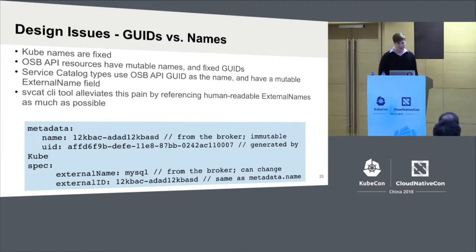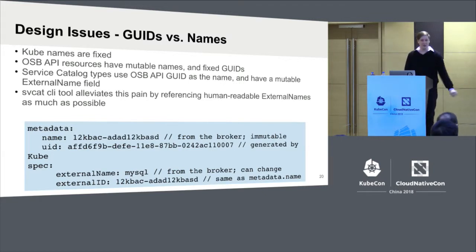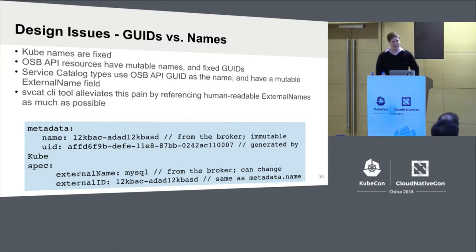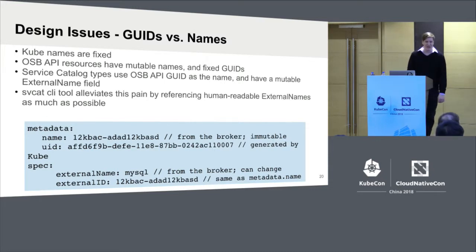So the external name, that's sort of what we use to keep track of the various resources from a user's perspective. MySQL database, my MySQL database, 100 megabyte MySQL database. However, the actual names of the resources we pull from the external GUIDs that are present in OSBAPI, which sometimes aren't exactly human readable. So we implemented in our CLI tool SVCat, which I'll talk about in a minute. We generally keep track of things via their external names rather than their Kubernetes metadata name itself.